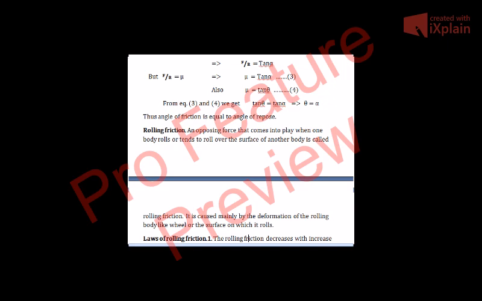It is an opposing force, just like as we have defined sliding friction. It is an opposing force that comes into play when one body rolls or tends to roll over the surface of another body. If anybody asks you what sliding friction is, that is also an opposing force that comes into play when one body slides or tends to slide over the surface of another body. So an opposing force that comes into play when one body rolls or tends to roll over the surface of another body is called rolling friction.